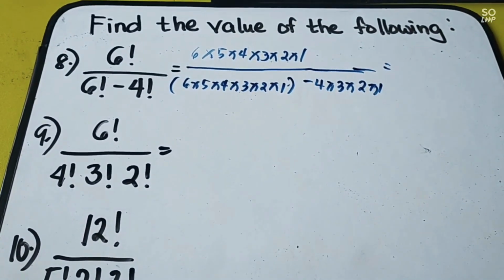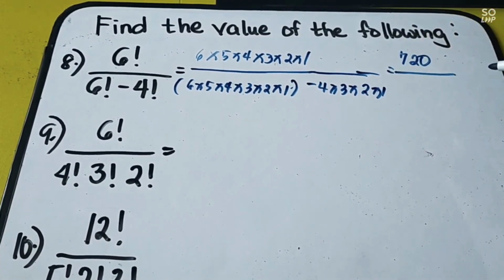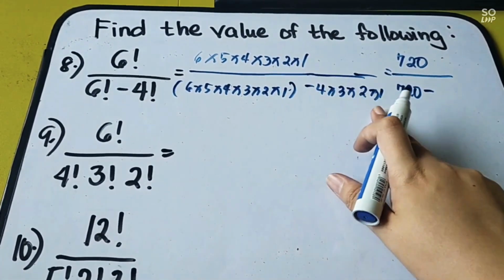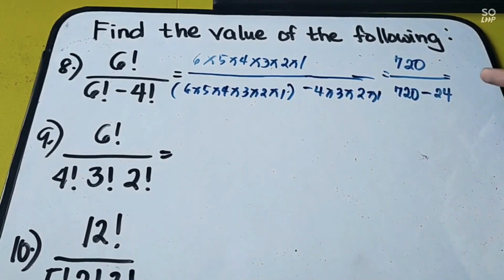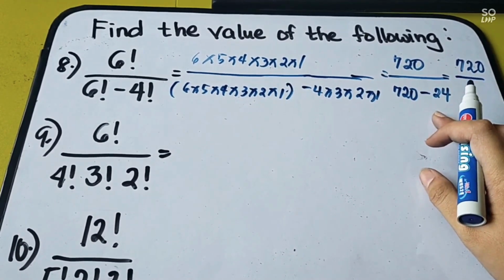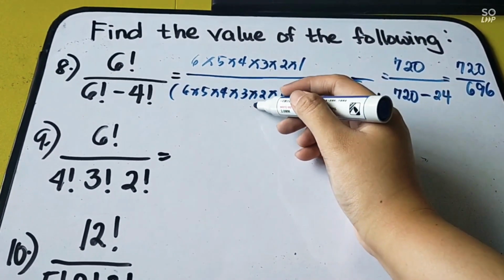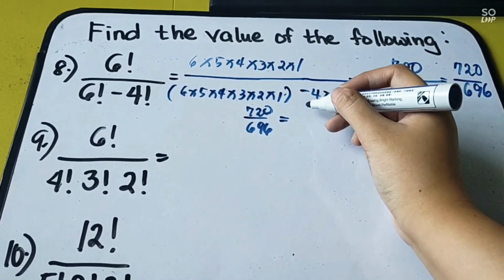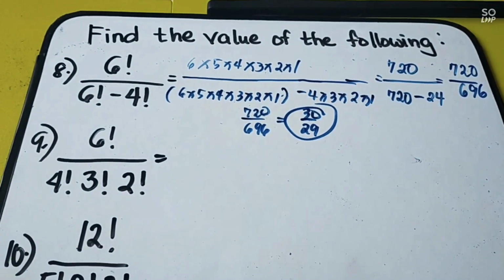And then, multiply na natin. So, the product of this one is 720. Then, over 6 factorial ulit, 720 ulit yan. Minus, when you have the product of 4 factorial, the answer here is 24. Afterwards, subtract mo muna. So, hindi pwede cancel yan. So, we have 720 over 720 minus 24. The answer is 696. So, since we have 720 over 696, we can simplify this one as 30 over 29. Yan. So, that is the answer.